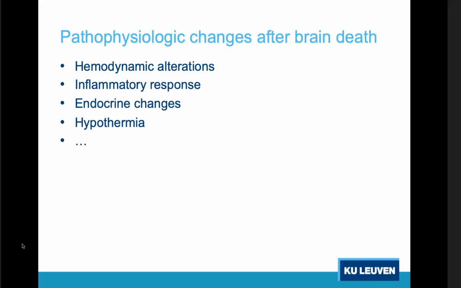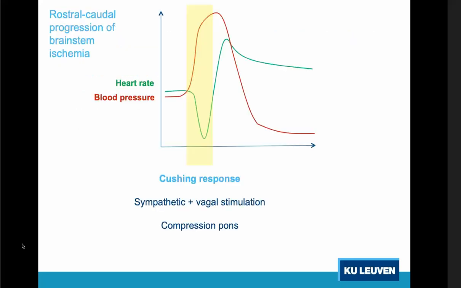In order to understand the specific treatments of the brain-dead organ donor, it is important to have some basic knowledge of the pathophysiological changes that occur after brain death. First, the hemodynamic alterations. When brain herniation occurs, there is a rostral to caudal progression of brainstem ischemia. In the first stage, when there is compression of the pons, there is often both sympathetic and vagal stimulation, which may lead to the well-known Cushing response, characterized by both severe hypertension and bradycardia.